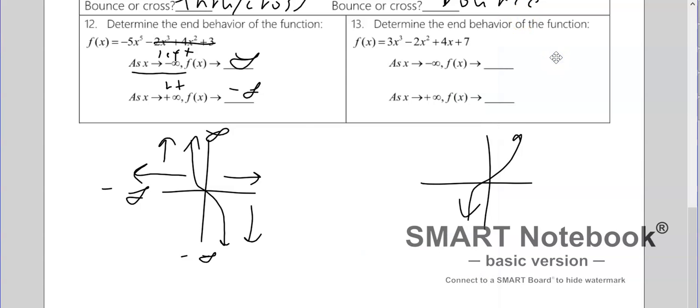So therefore, what's happening? As I'm going left, as x approaches negative infinity, what's happening to the y? It's going down towards negative infinity. And as x is going right towards positive infinity, we are going up towards positive infinity. Okay?